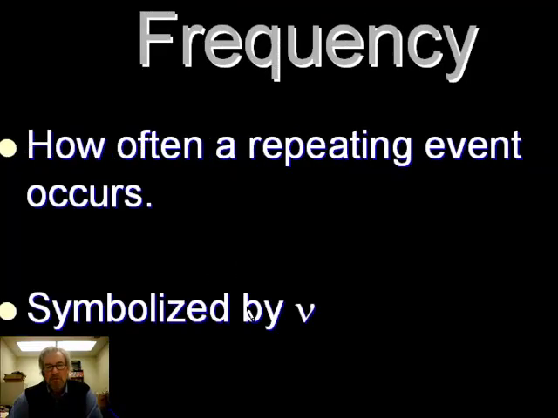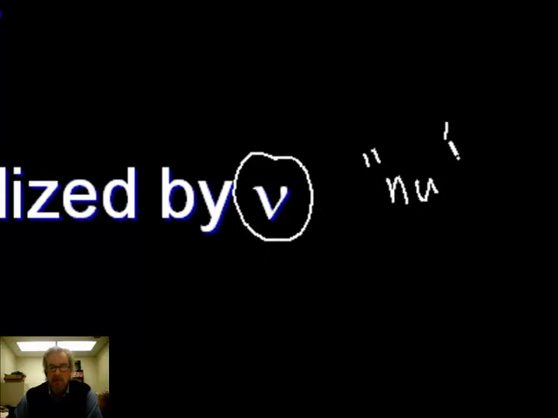To describe a vibration, one of the things that you need to describe is the frequency of the vibration. Frequency is just how often does a repeating event occur. It's symbolized by this letter that looks sort of like a V with a tail on it. It's a Greek letter and it's pronounced nu, so that's frequency, how often something occurs.